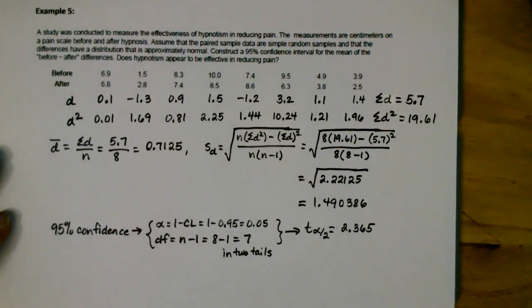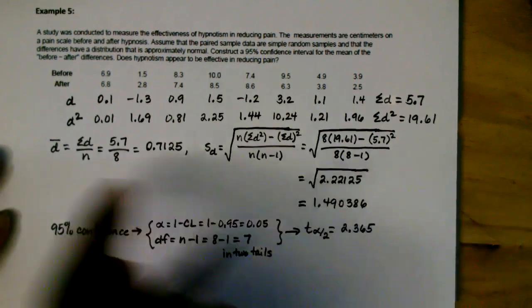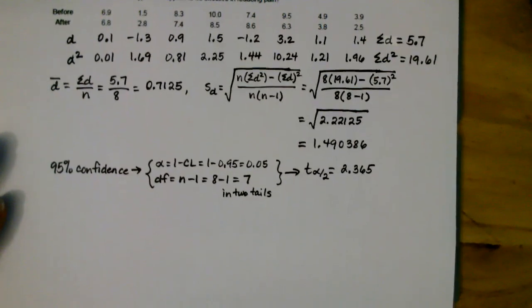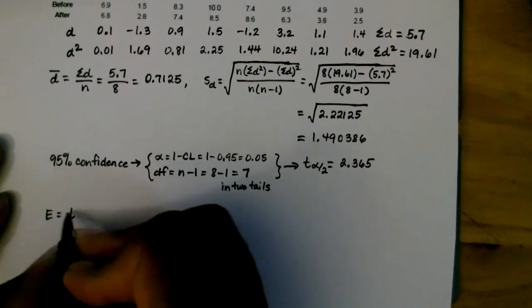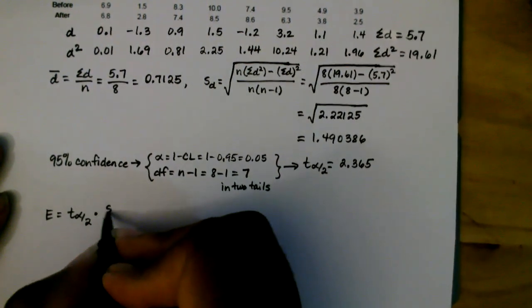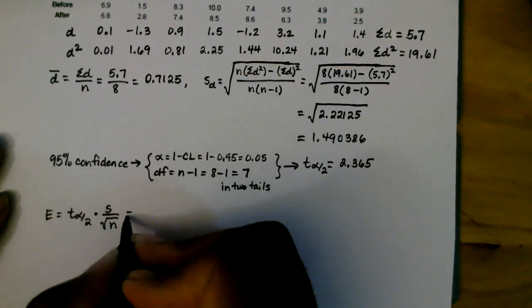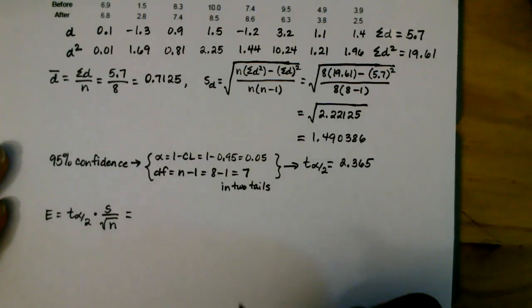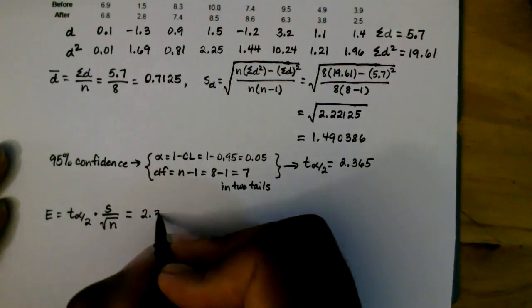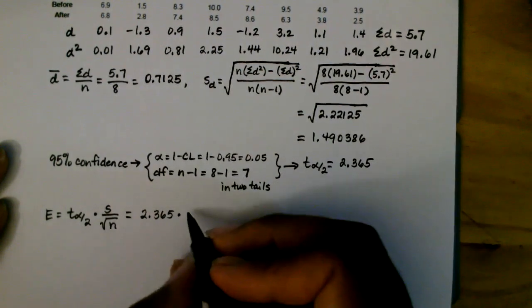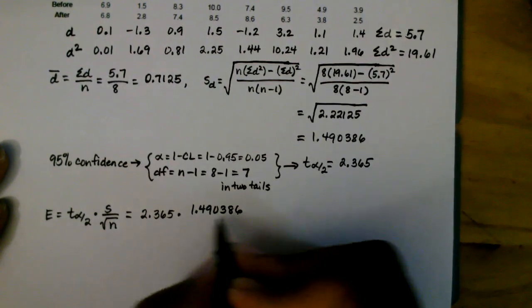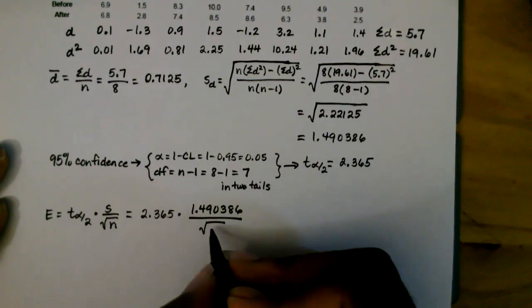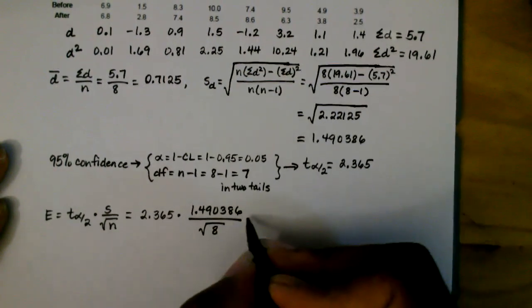All right. Now we're going to use that critical t-value along with the standard deviation and n to get our margin of error. So the margin of error is this t of alpha over 2 times s over the square root of n. t of alpha over 2, that's 2.365 times our standard deviation of 1.490386 divided by the square root of n. n is 8.